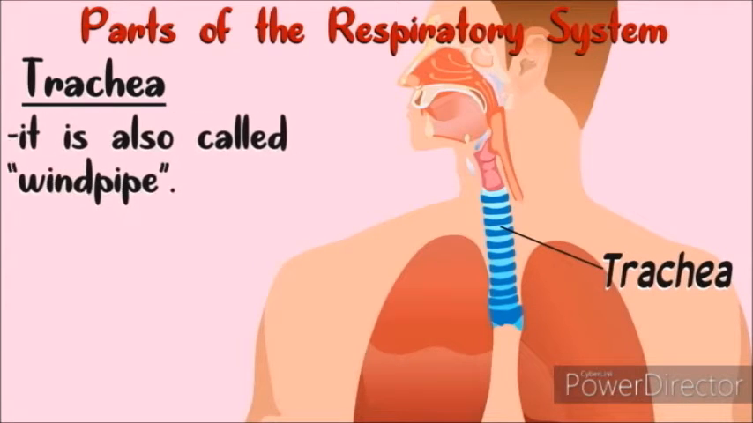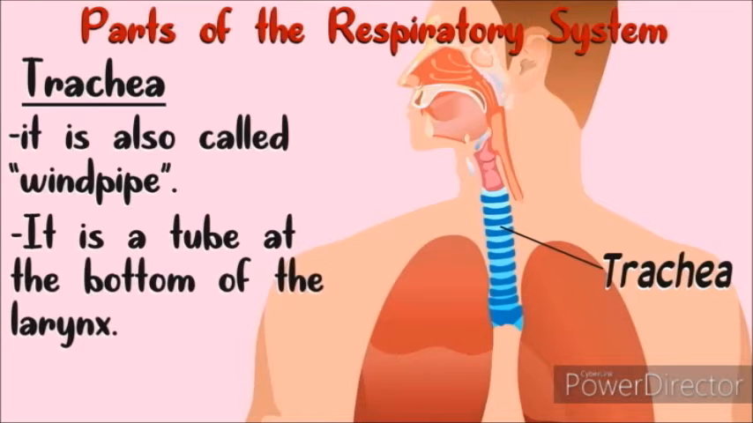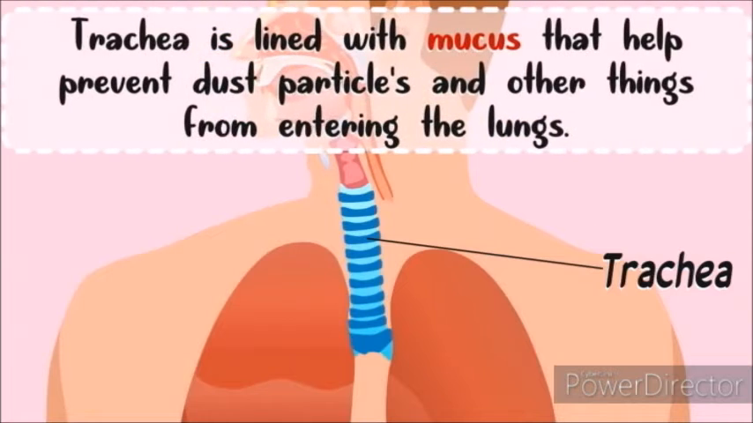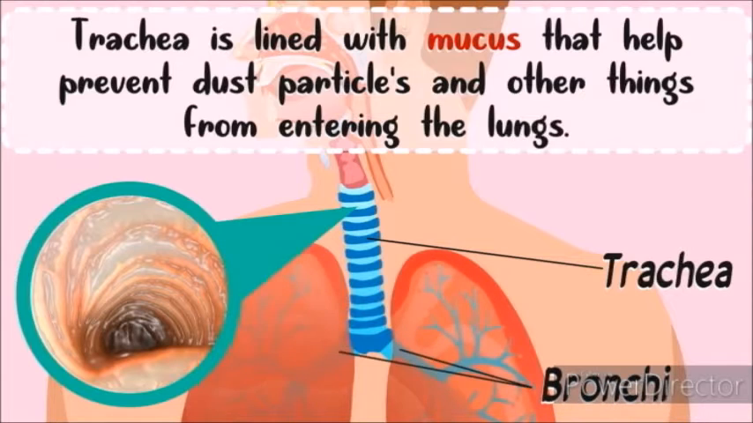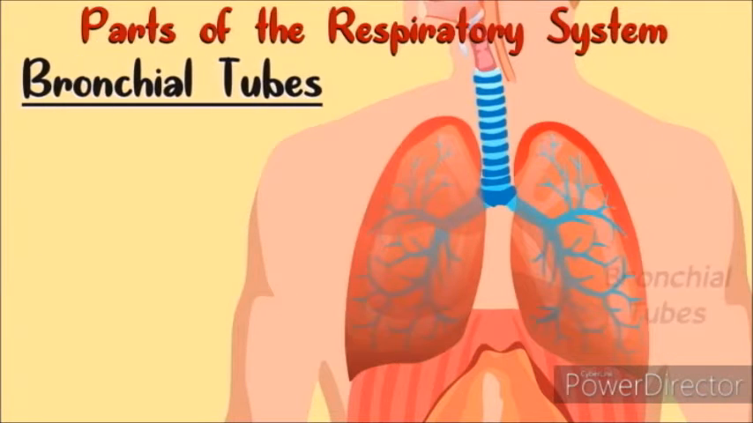This is the trachea. It is also called the windpipe. It is the tube at the bottom of the larynx. Trachea is lined with mucus that helps prevent dust particles and other things from entering the lungs. Trachea is connected to the lungs through bronchi or bronchial tubes.